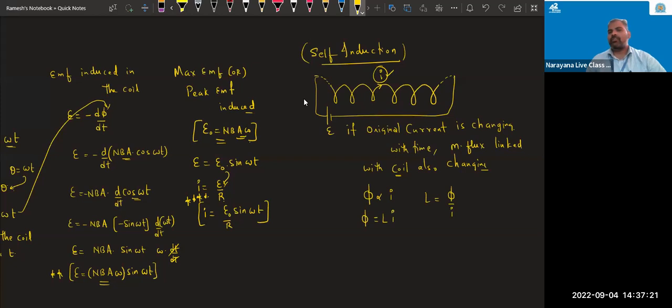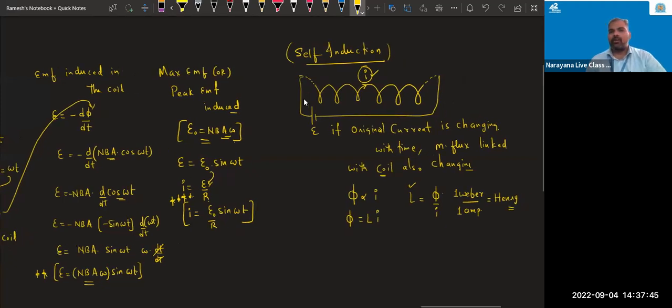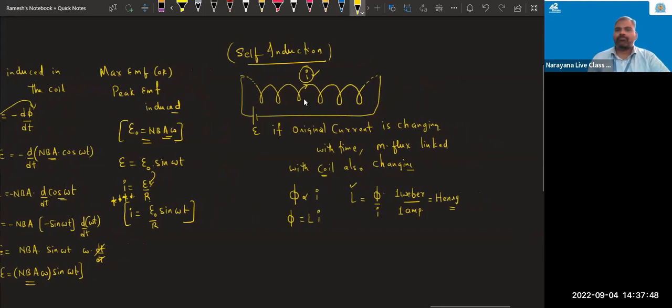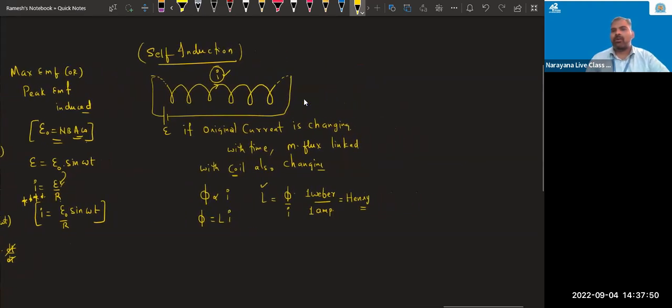How is the coefficient of self-inductance measured? Flux is measured in Weber, current is measured in ampere. When 1 ampere of current is flowing, if one Weber of magnetic flux passes through the solenoid, then that coefficient of self-inductance is called Henry. That is measured in Henry. How to find self-inductance, I will explain. This is one long solenoid.